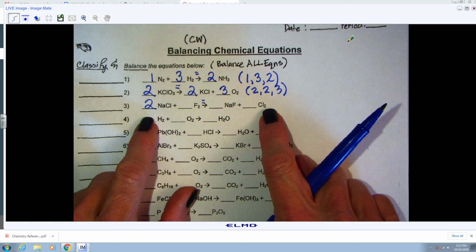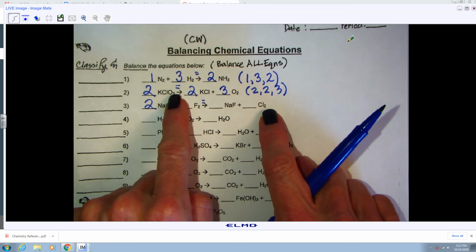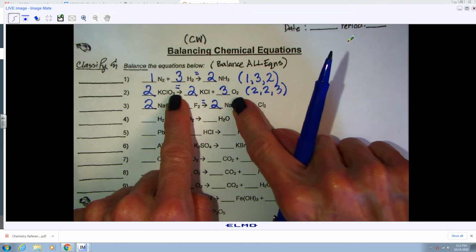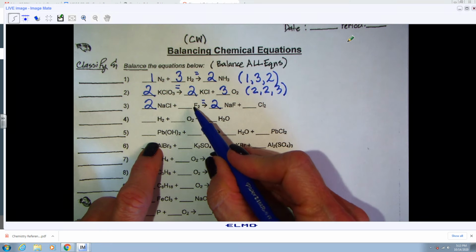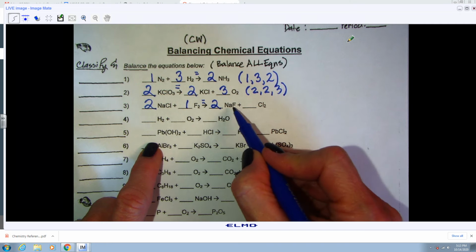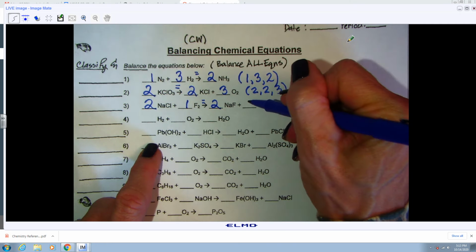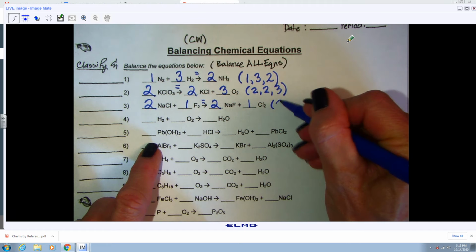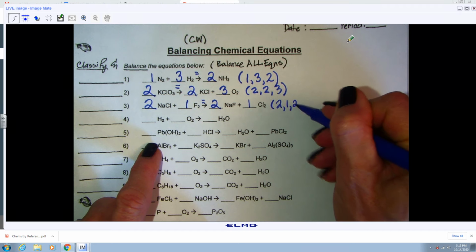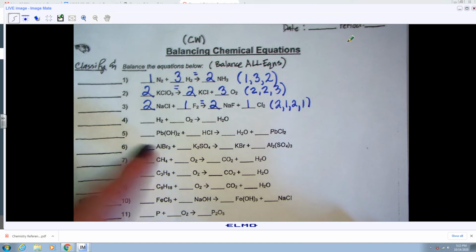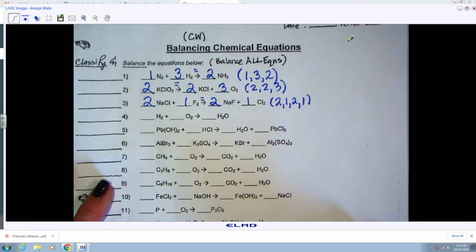That fixes my chlorines. Now, that gives me 2 sodiums. So to get 2 sodiums here, I'll put a 2. That gives me 2 sodiums on both sides. Now let's look at the fluorines. There's a 1 times 2 is 2 fluorines here. 2 times the 1 gives me 2 fluorines here. This is an understood 1. So your answer should be expressed as 2, 1, 2, 1. And that is in the lowest whole number ratio. You do need 4 total coefficients on that equation to say that it's balanced.